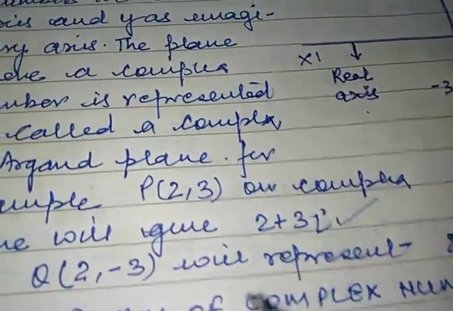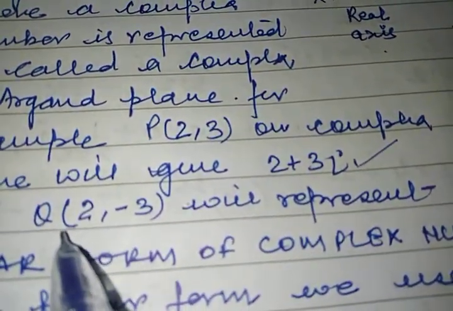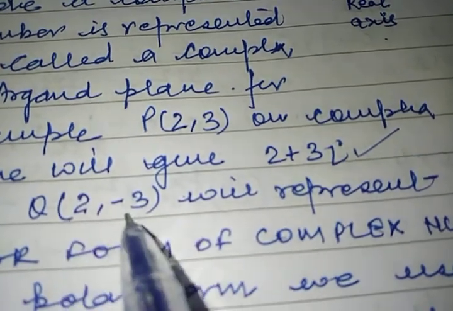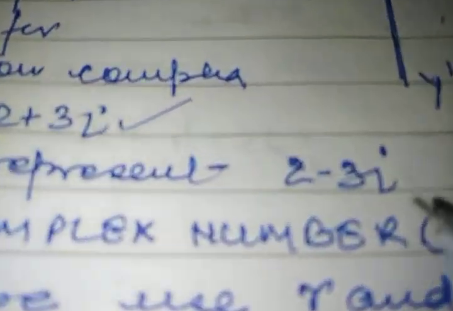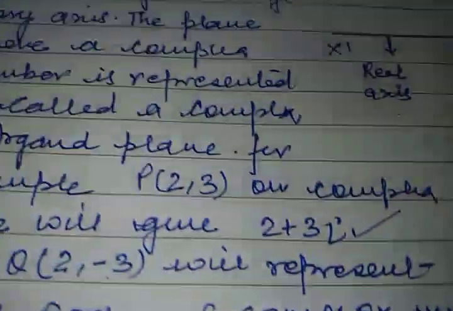Now suppose you have to plot the point 2 minus 3i. 2 minus 3i will be represented by 2 comma minus 3, so we will be plotting only 2, minus 3. So this is 2, this is minus 3, this is 2 minus 3i.